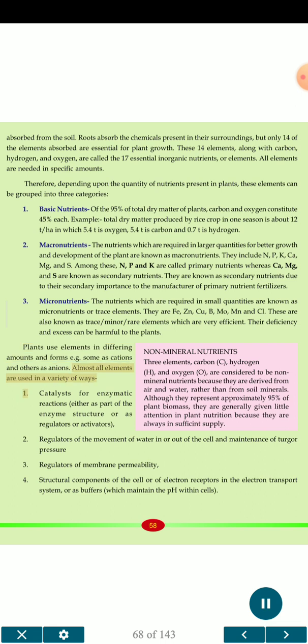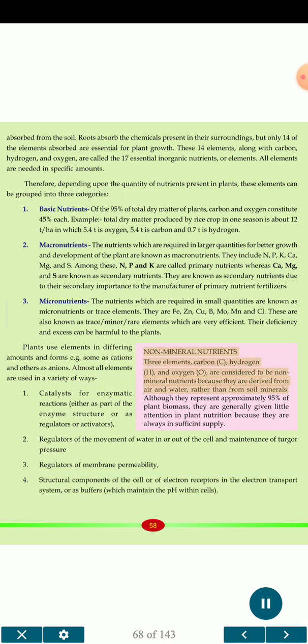Almost all elements are used in a variety of ways. 1. Catalysts for enzymatic reactions, either as part of the enzyme structure or as regulators or activators. 2. Regulators of the movement of water in or out of the cell and maintenance of turgor pressure. 3. Regulators of membrane permeability. 4. Structural components of the cell or of electron receptors in the electron transport system, or as buffers which maintain the pH within cells.